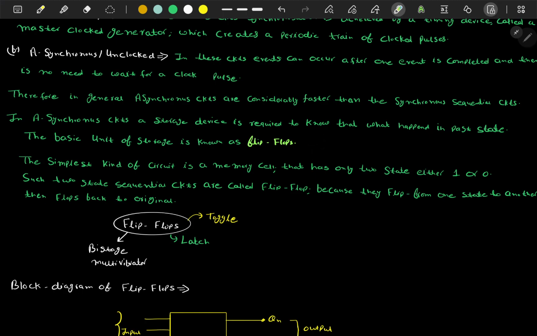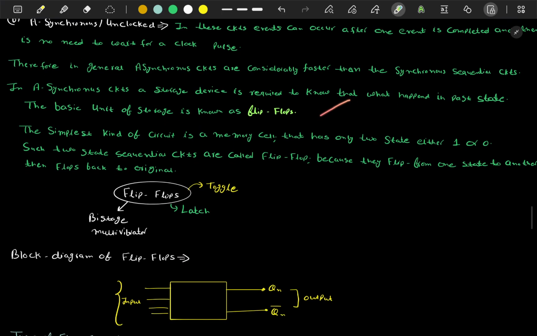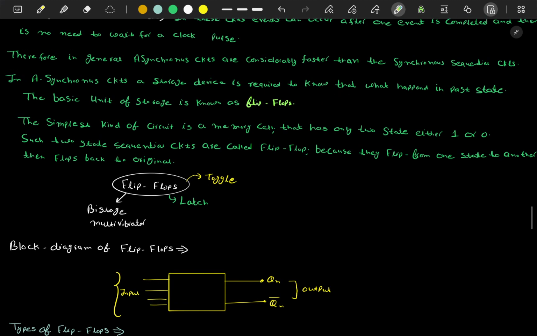Why? Because these circuits are used as a storage device, and something is lacking. So what is lacking? They are not waiting for the past state memory. So the basic unit to store that bit of memory is called a flip-flop. The simplest kind of circuit is a memory cell that has only two states, either 0 or 1. Such two-state sequential circuits are called flip-flops because they flip from one state to another and then flop back to the original. So that is the meaning of flip and flop.